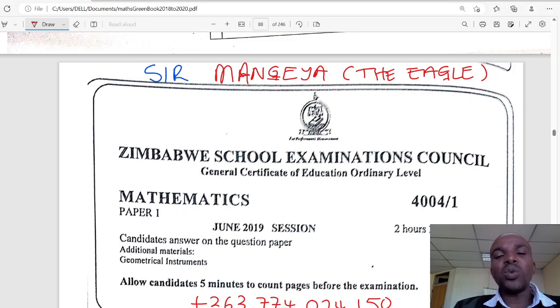Right. So this one is for ZIMSEC, Zimbabwe School Examination Council. It's a Mathematics Paper 1 for the June 2019 session.